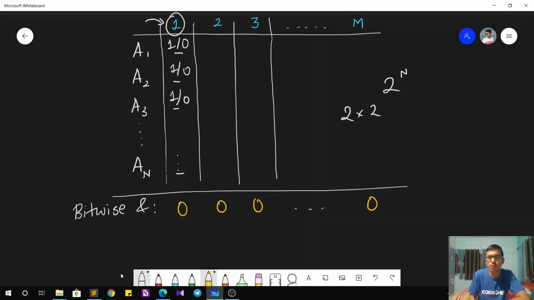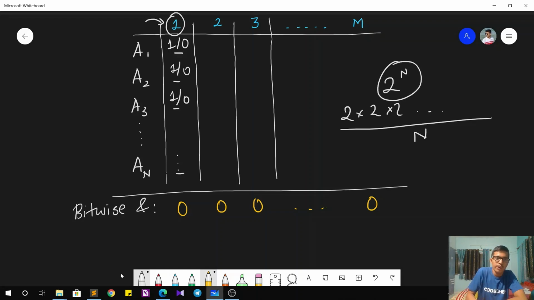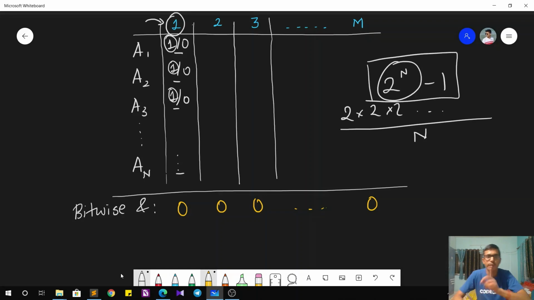Because 2 into 2 into 2, and we have total n positions to fill, and each of them has two options. So 2 to the power n total ways for the first bit, but out of them, one way is not allowed for us. Which one? The one in which all the bits are 1. So total possible ways or total allowed ways are 2 to the power n minus 1 for the first bit. So 2 to the power n minus 1, this is for the first bit.